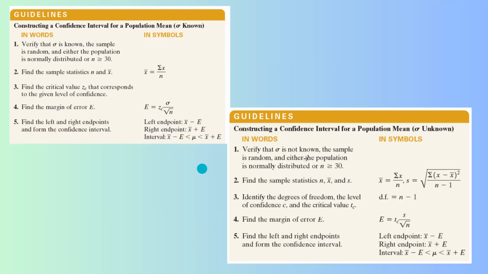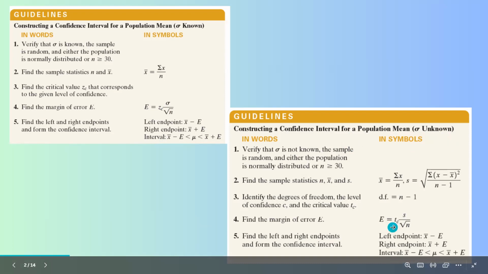In the majority of cases, sigma or population standard deviation is missing. It's not given. There's either no study before, or the population was big enough that there was basically no practical work done to find sigma, the population standard deviation. In this case, instead of working with ZC, we jump into TC, which is for t-distribution.